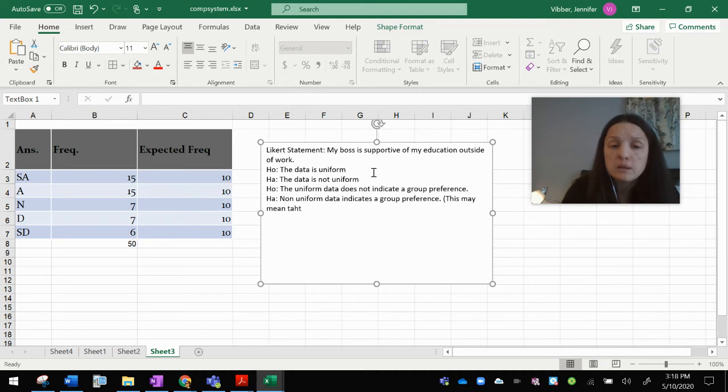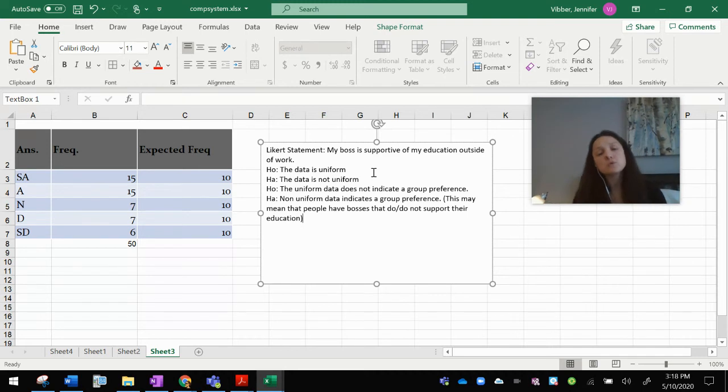This may mean that people have bosses that do or do not support their education. So if there's a group preference here, it means that maybe there are bosses who do really support you, or alternately, do not support you. And if we look at this, it looks like 30 out of the 50 are supportive of their employees' education. So if I did indicate a group preference, I could look back at the data and say there is a group preference, and that preference is this thing.